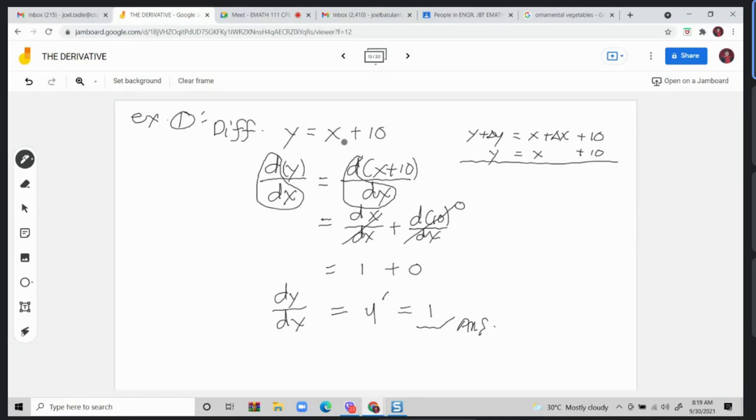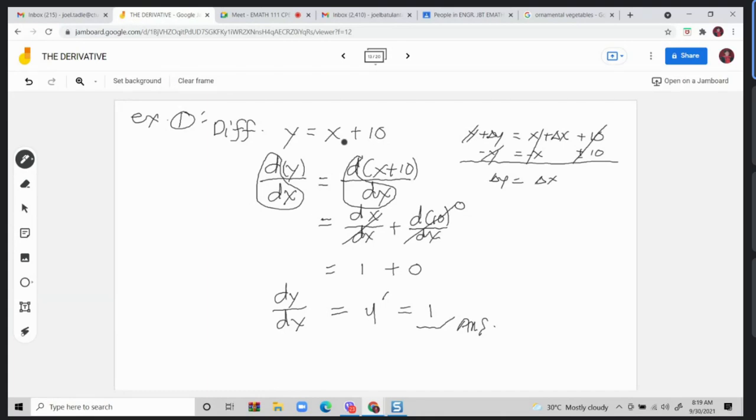Next is the second step. In subtraction, change the sign of the subtrahend. So it becomes negative, and it cancels to 0. So delta y equals delta x.